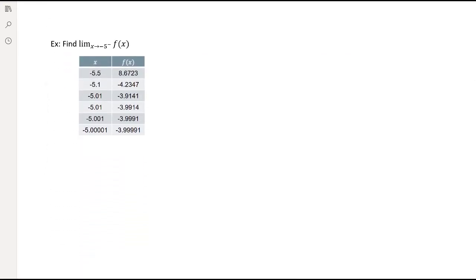All right. So for example here, they want us to find the limit as x approaches negative 5 from the left of f of x. So I want to be clear here. The negative, that is the superscript there, that is what indicates that we are approaching from the left. Okay? So don't confuse the superscript, the power, with the actual sign of your value. So we're approaching an x value of negative 5, but we're approaching it from the left.